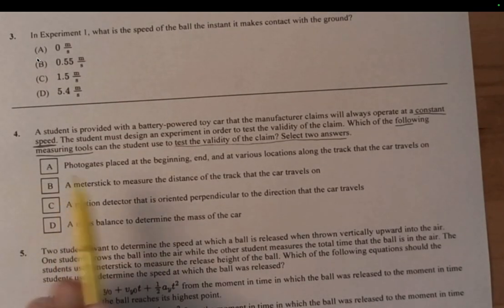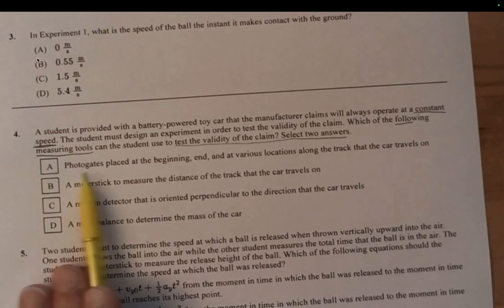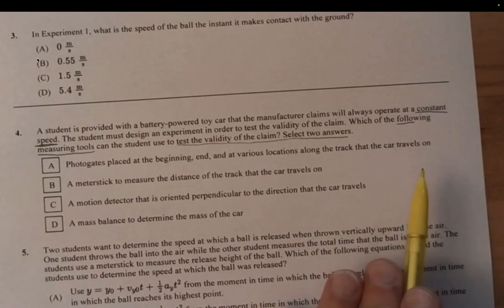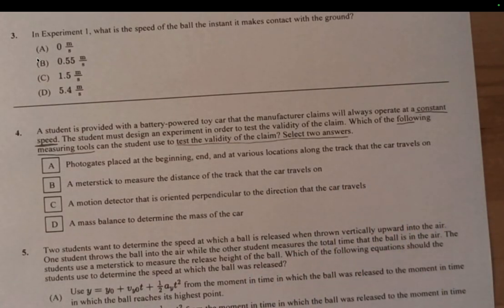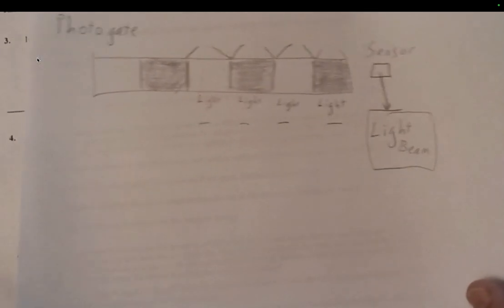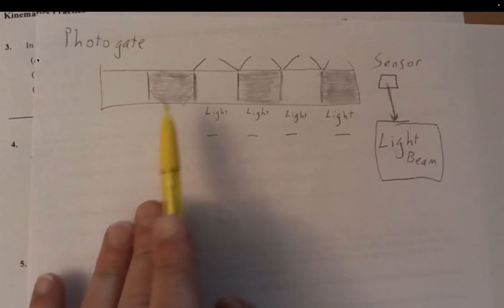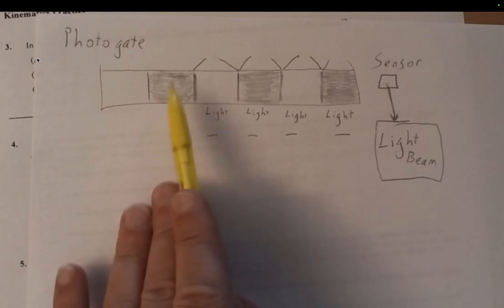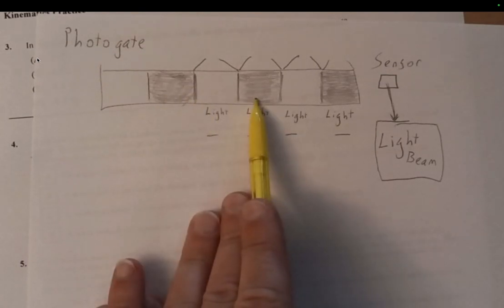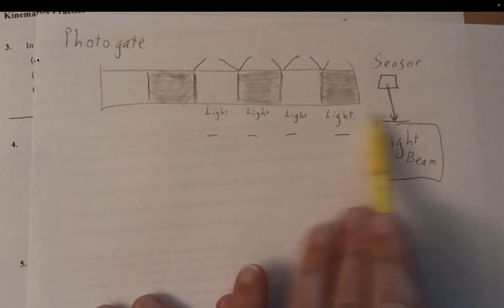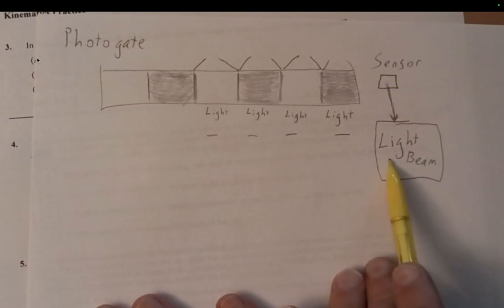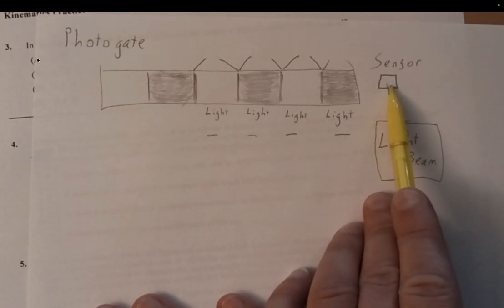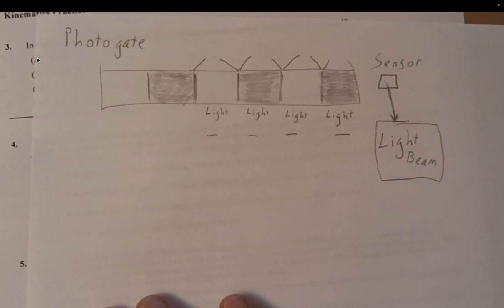So in this, it says here that there's these photo gates that can be placed at the beginning, end, and at various locations along the track that the car travels on. And what a photo gate is, is a place where there's this picket fence where one area is dark and one area is clear, one area is dark, one area is clear, one area is dark. And then it's going to move where there's this sensor and this light beam. This light beam creates this beam of light that goes over to a sensor that it can tell if the light is hitting it or if the light is not hitting it.